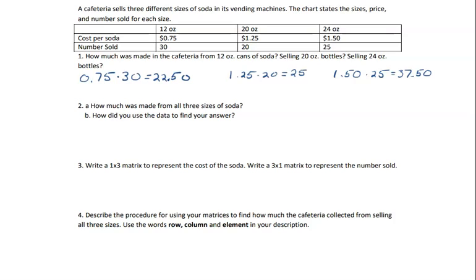Question two, how much was made from all three sizes? So this is putting them all together. So we have 22.5 plus 25 plus 37.5. We get 50, 60, 85. That's $85.